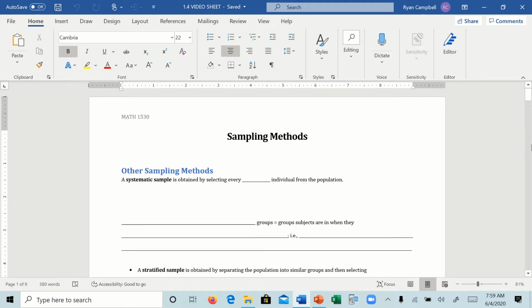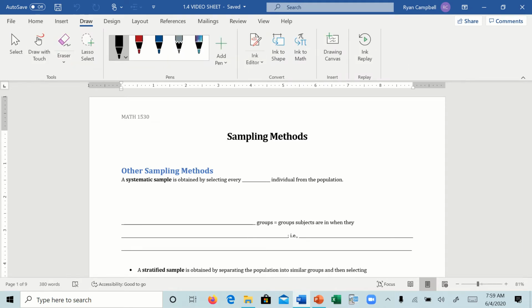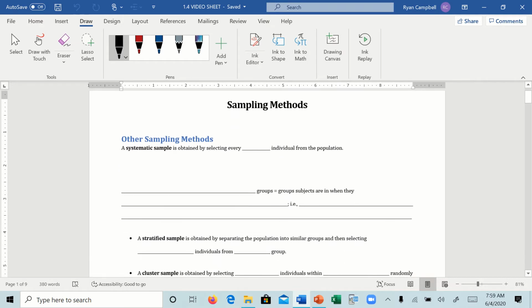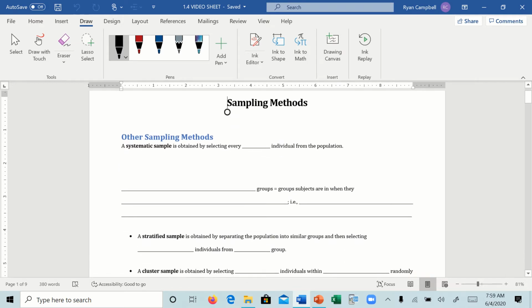So now we'll be talking about the other sampling methods. First things first, the systematic sample. Remember, these are the ways that we are getting our sample. One way that you can do it is the systematic approach. This is one that is obtained by selecting every kth individual from a population. Now, k is just a number.